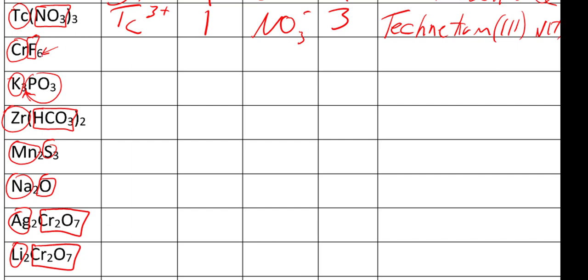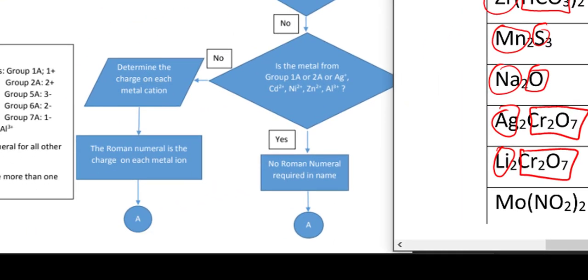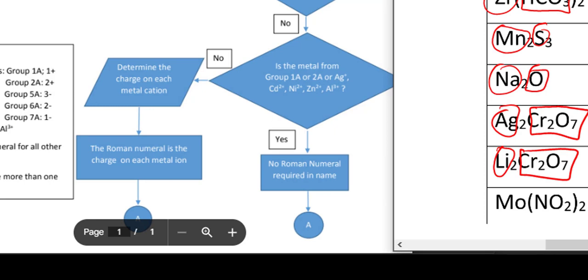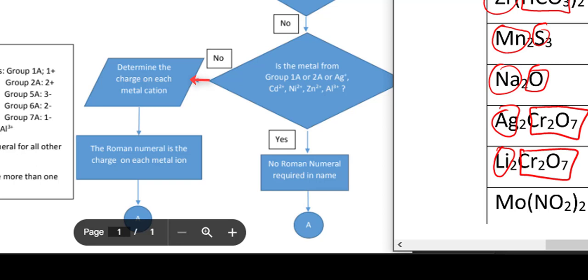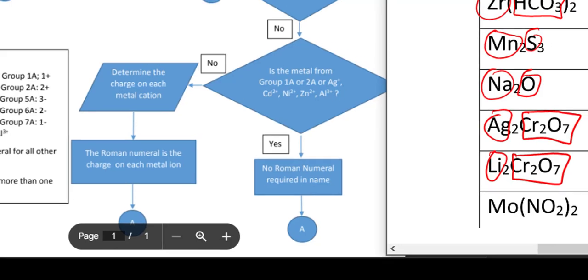This next one is chromium, the metal cation, and we have a monatomic anion, and this is fluoride. So this is some kind of chromium fluoride. I'm going to lay out the ions in a moment, but let's first see if we need a Roman numeral. Chromium is not in group 1A or 2A, and it is not one of these 5, of course. So we do need a Roman numeral. The question is, what's the charge on the chromium? And that will be the Roman numeral that we need to include in the name.